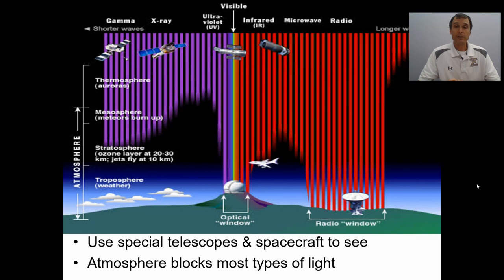Of course, visible light makes it through our atmosphere, and how can you tell? Because you can see. Infrared makes it through. That's how we get some heat, but not all of it does. And then some microwave and almost all of the radio makes it through our atmosphere because the wavelength is so long, it passes through our atmosphere easily.